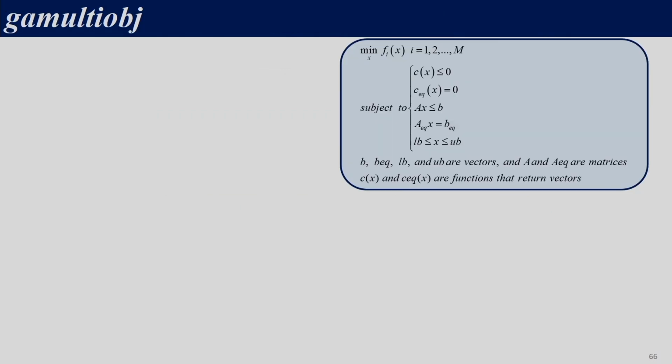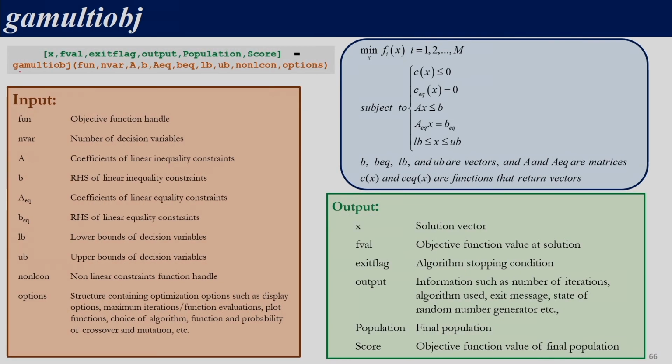The syntax of gamultiobj is given over here. We need to supply the function handle, the number of decision variables, details about the linear equalities and inequalities, the lower and upper bounds, the function handle for nonlinear constraints, and options. This is similar to what we discussed for the GA inbuilt function for single objective optimization. What we can expect from gamultiobj is the decision variables, the fitness function values at the decision variables, the exit flag which tells us the reason for termination, the output which gives us additional detail about the solution procedure, and the final population and its scores.